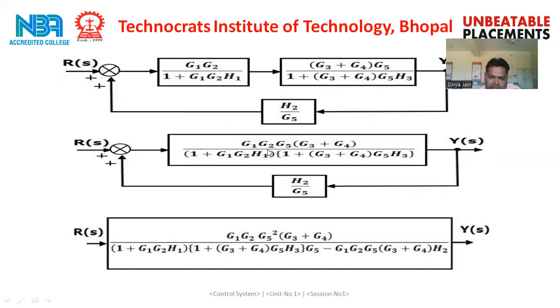So the result will be G1, G2, G5 (G3 plus G4) divided by (1 plus G1, G2, H1) times (1 plus (G3 plus G4) multiply G5, H3).